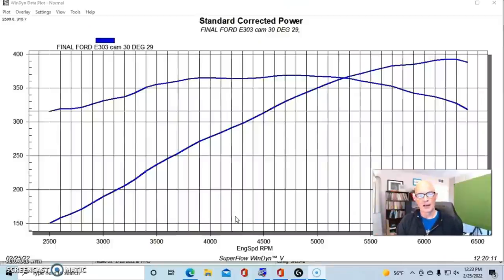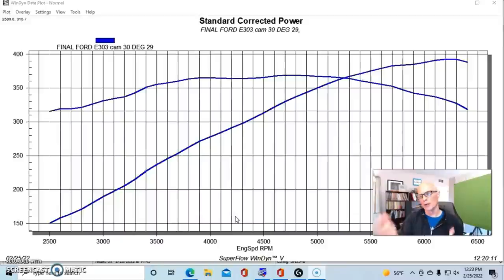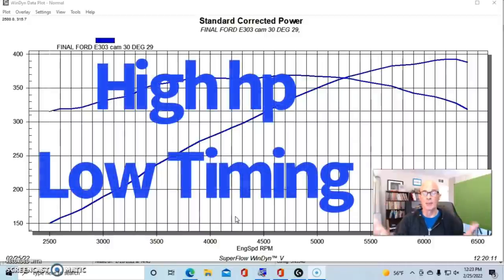But we ran this thing on a variety of different timing levels, and this is what we always do, especially when we're putting a new motor up. We start out with low timing and then adjust the timing up until the thing stops making power. And I wanted to show you that we can keep going up in timing and the power can actually stay the same, but you would always want to run the timing level that gives you the most power with the lowest amount of timing, and I'll show you what I'm talking about.